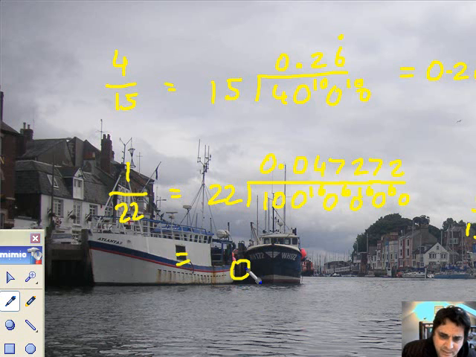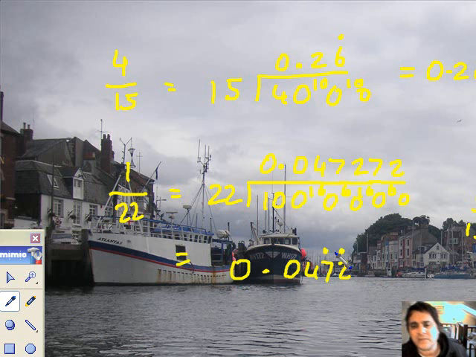0.04727272. This is how it's written. I'll write it out for you again. 0.0472, and you put a dot above the 7 and a dot above the 2, because they're the 2 numbers that are going to keep recurring. And there I go. I'll do question 6.